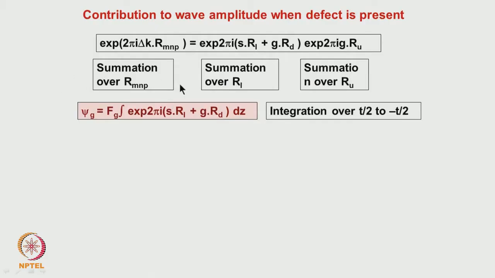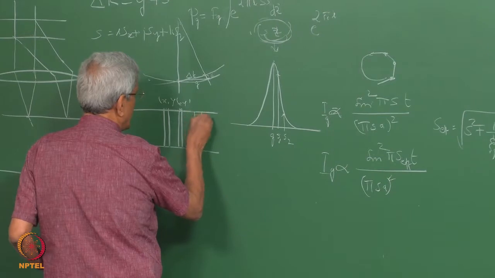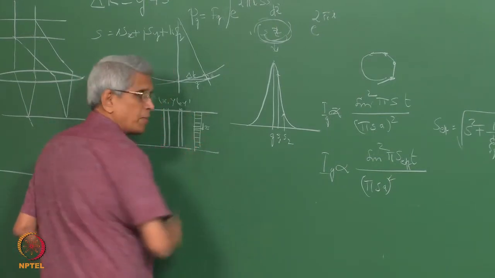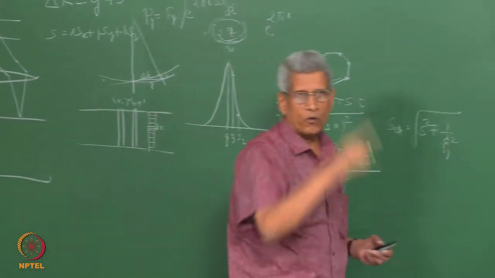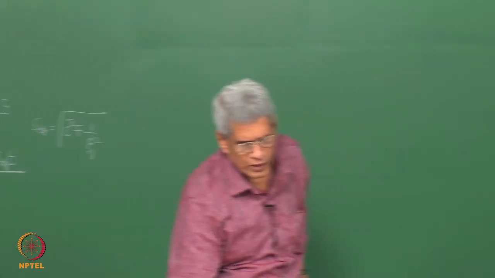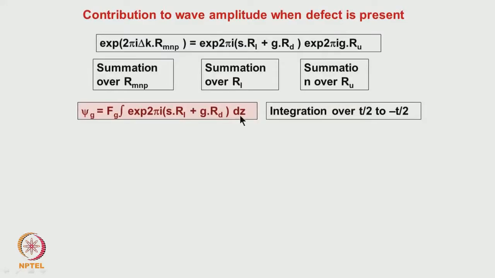This summation can also be written in an integral form, since we are taking it with respect to different depths in that sample, as z varies, dz. The different unit cells, over which we are taking the summation, can be written as an integral over the full thickness of the sample. If we write it, this will become Fg into the integral of the exponential of 2 pi i times these terms.